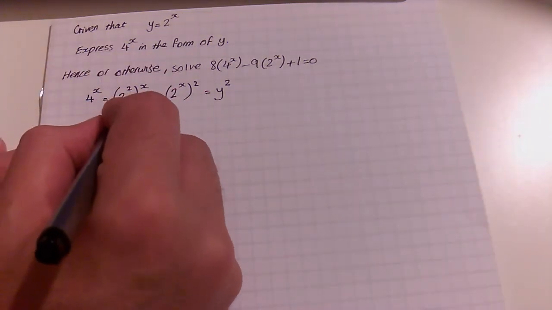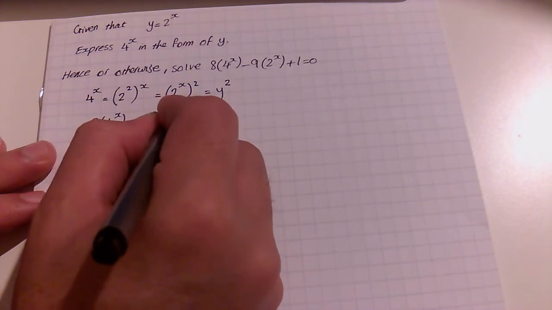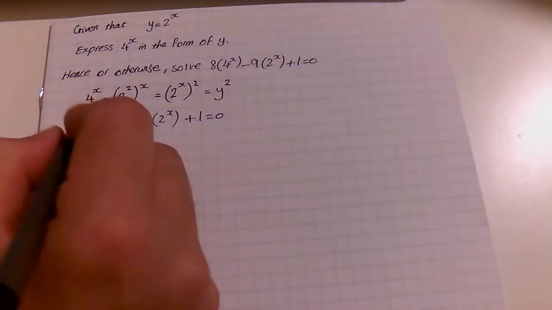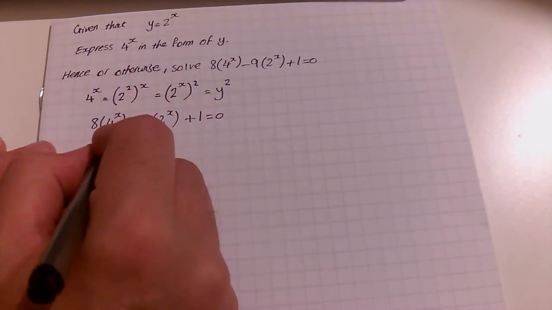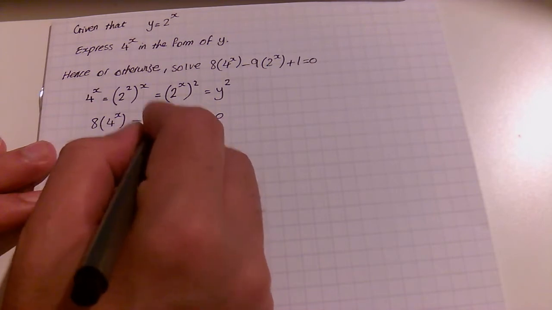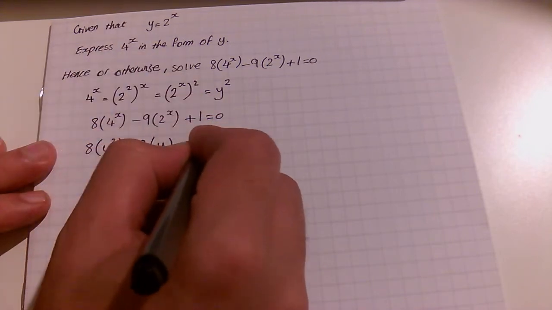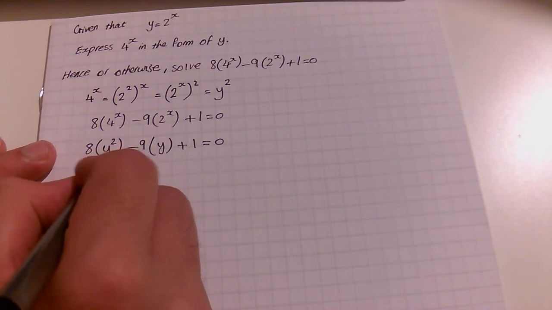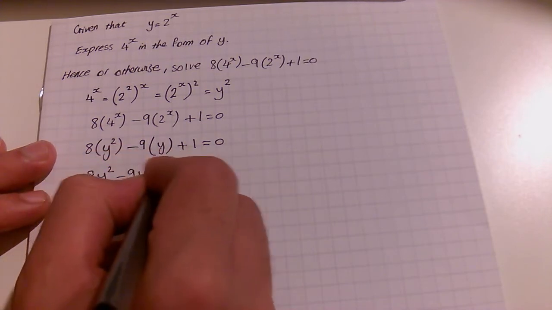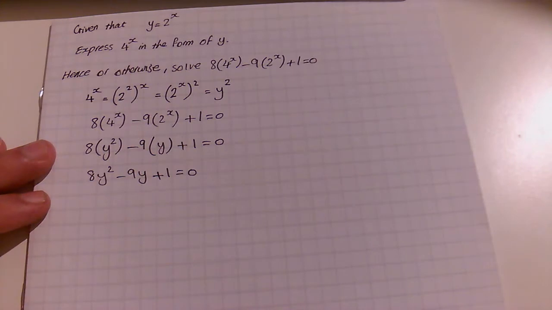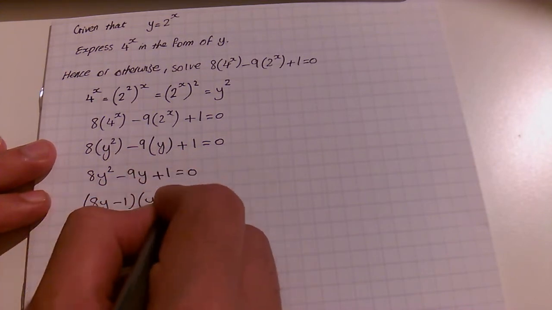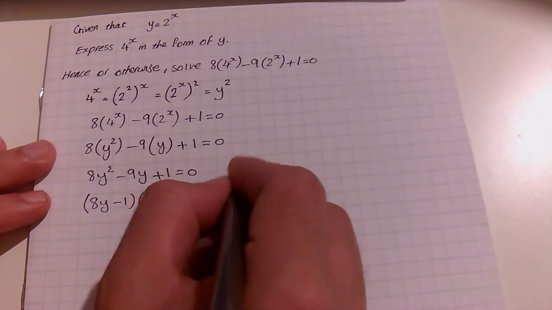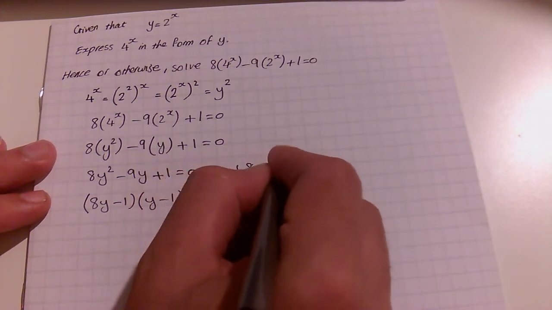Hence or otherwise, solve 8 times 4 to the x minus 9 times 2 to the x plus 1 equals 0. We know that 4 to the x is equal to y squared. So we could write 8 times y squared minus 9 times y, since 2 to the x is y, add 1 equals 0. Therefore 8y squared minus 9y plus 1 equals 0.